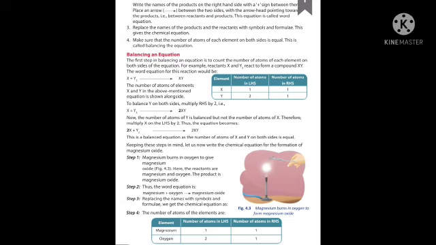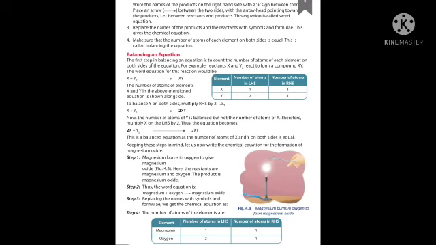Then next step, write the names of the products on the right hand side with the plus sign between them. Place an arrow between the two sides with the arrowhead pointing towards the products. So in between the reactant and the product, you should use an arrow. In the reactant as well as the product, if there are two or more elements or compounds, you should use the plus sign. Then in between the reactant and product, you should use the arrow.